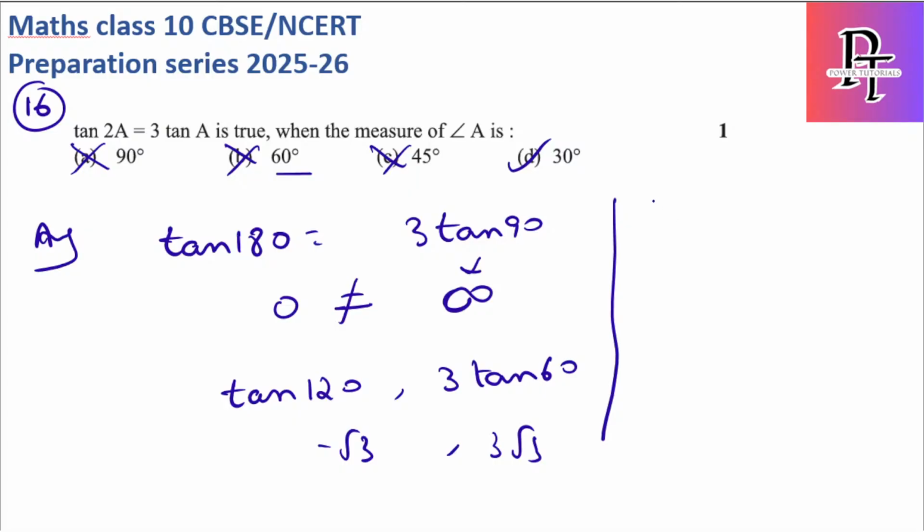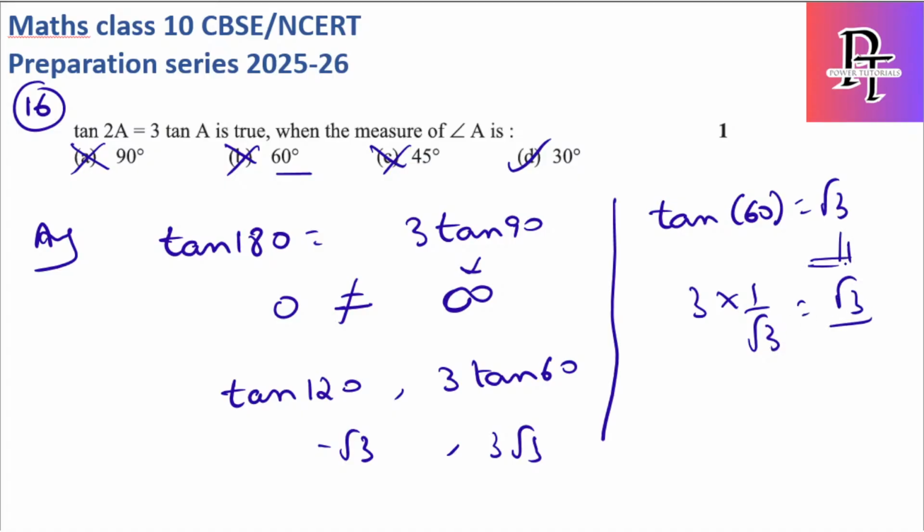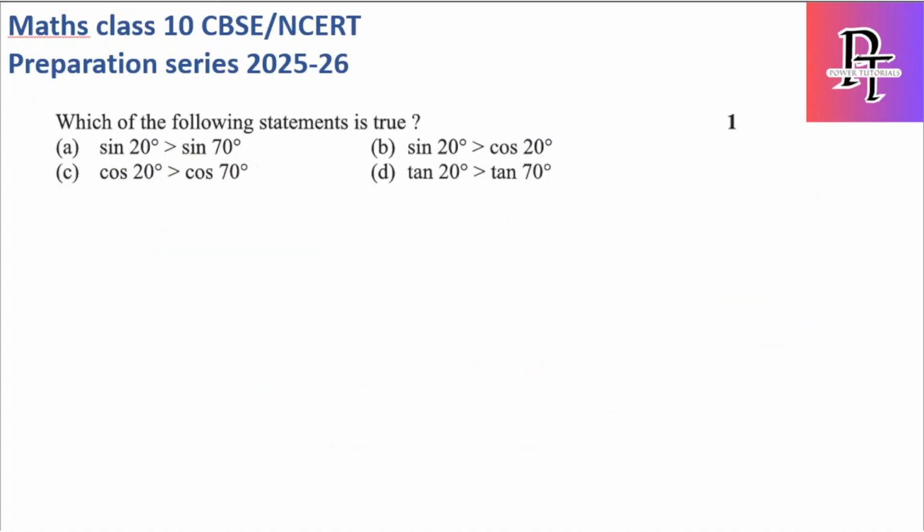Okay, but still we cross check. Tan 2 into 30 is tan 60, and we know the value is root 3. What about 3 into tan 30? Tan 30 is 1 by root 3, 3 into 1 by root 3 is root 3, so these two are equal, so hence the angle is 30 degrees. Next, go to the 17th question.